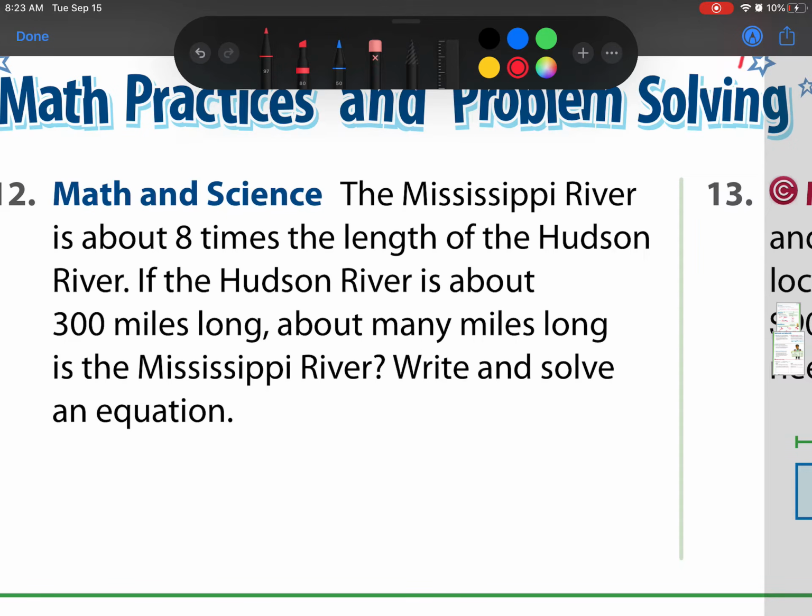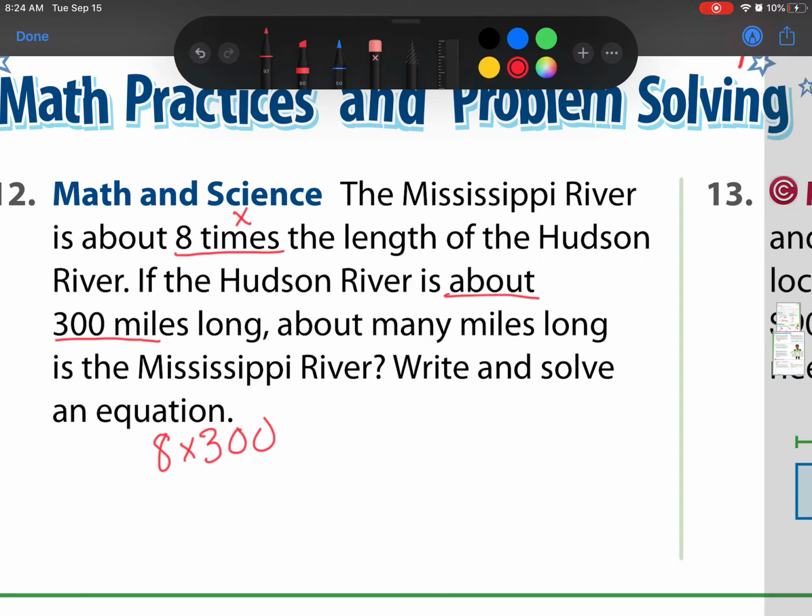The Mississippi River is about 8 times, so I'm going to underline, and just for myself, I'm going to put that multiplication symbol above. 8 times the length of the Hudson River. The Hudson River is about 300 miles long. How many miles long is the Mississippi? Write and solve an equation. Well, here we have 8, and it's telling me it's 8 times. So I'm going to put that multiplication sign in, and it's 8 times 300.